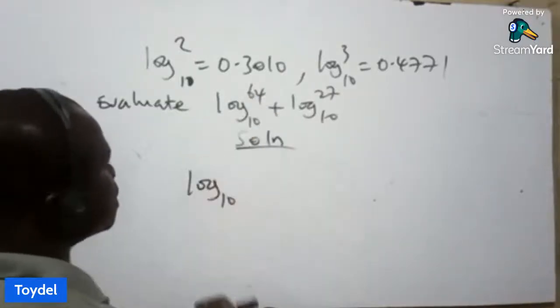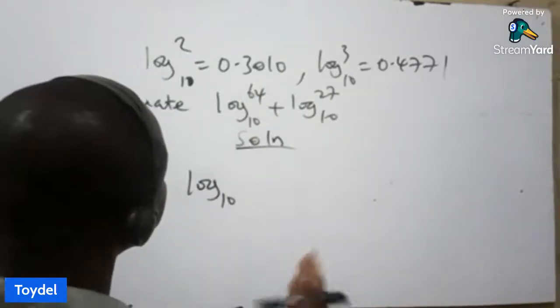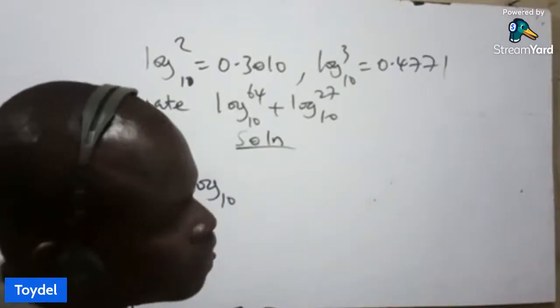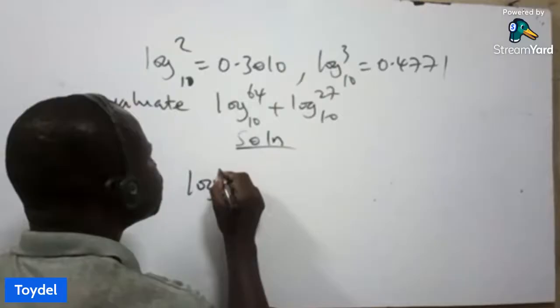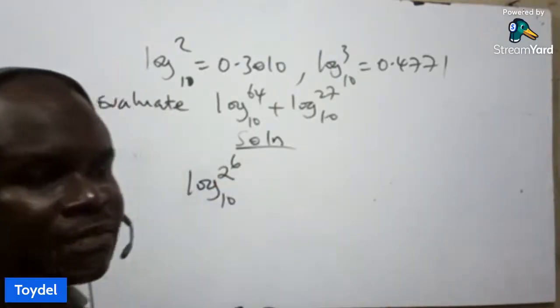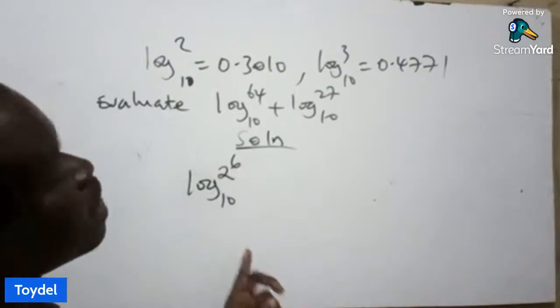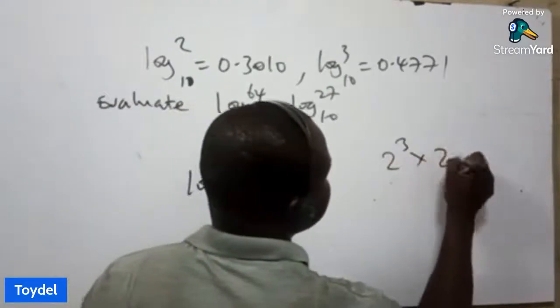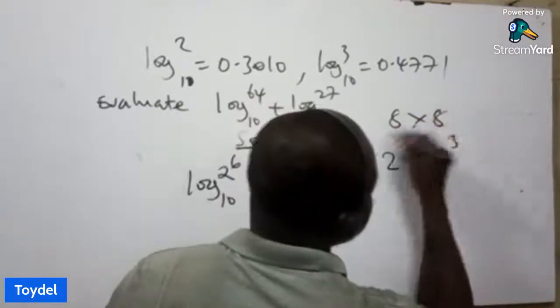Then what is this log 64? What is 64? Can 2 divide 64? 2 is a factor of 64, yes. That means this can give us 2 raised to power 6. Because 64 is 8 times 8. Then what is 8? 2 raised to power 3. Multiply by 2 raised to power 3. This is 8 times 8, which is 64.